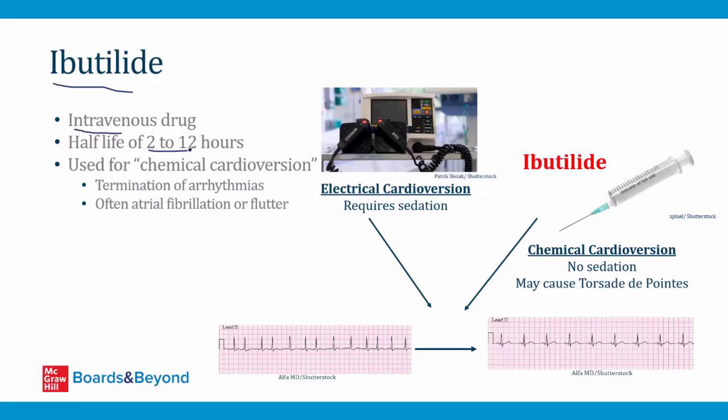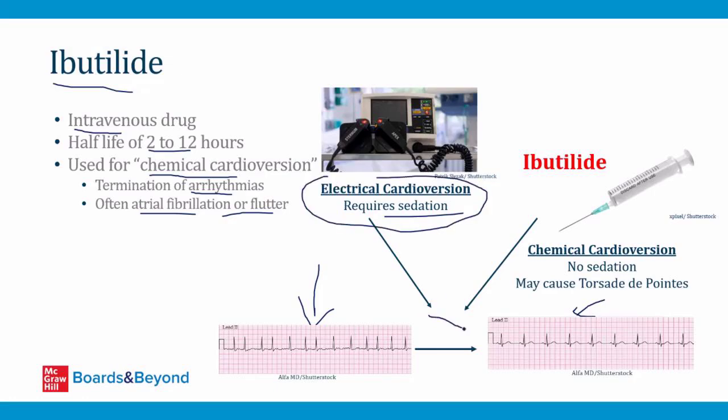The one place you'll sometimes see it used is for what's called a chemical cardioversion. This is a way to terminate arrhythmias without using an electric shock. We often do this for patients in AFib or flutter. So here on the left is a person who's in AFib, and then they have a cardioversion and they're back in sinus. The way this is normally done is with electricity. You use sedation to sedate the patient, deliver an electric shock, patient goes into sinus rhythm, and then they wake up and they can go home.